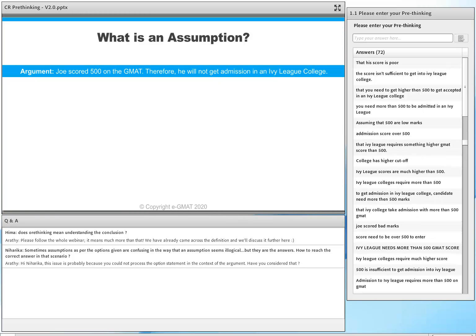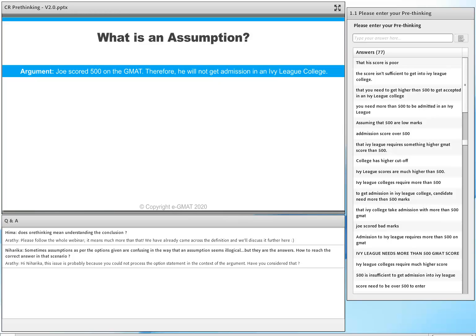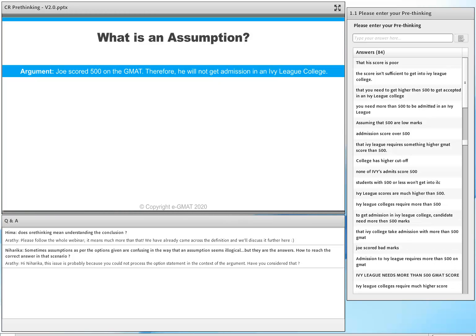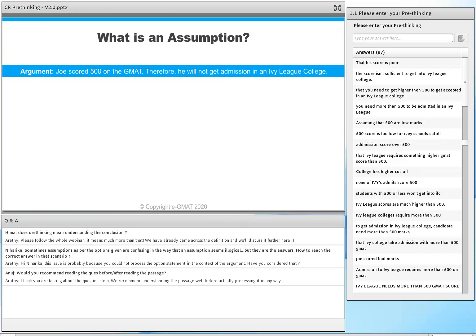Okay, and you can see some really good assumptions. The author assumed that 500 is not an accepted score by Ivy League colleges. Ivy League schools require a score higher than 500. None of the Ivy admits have scores of 500. So again, really good answers.